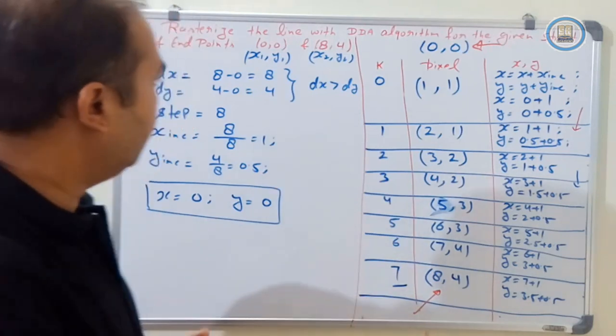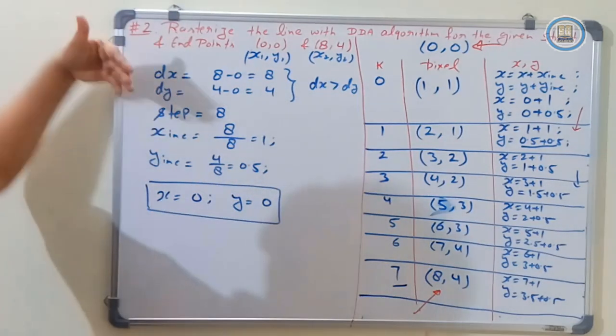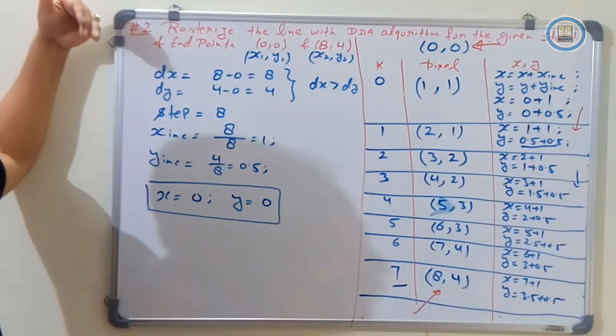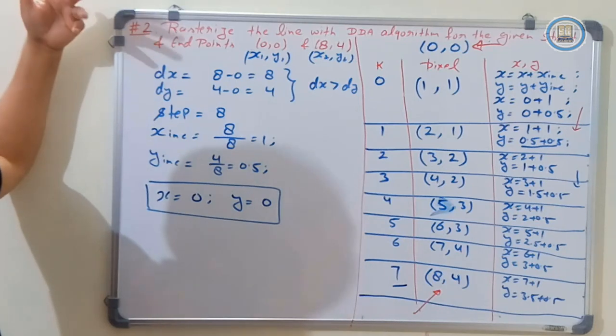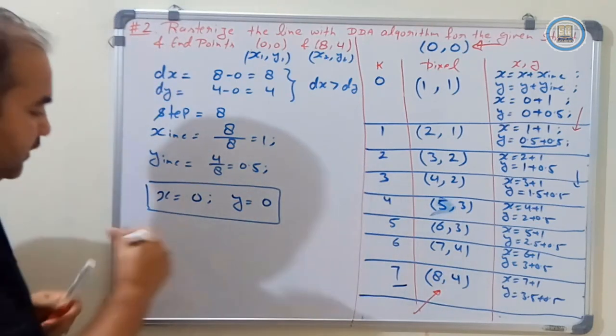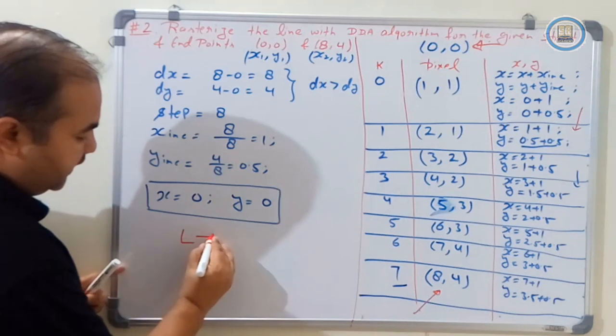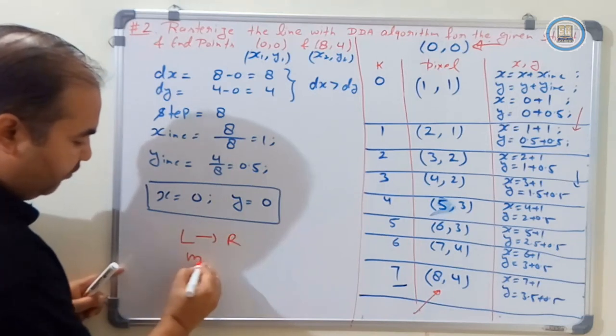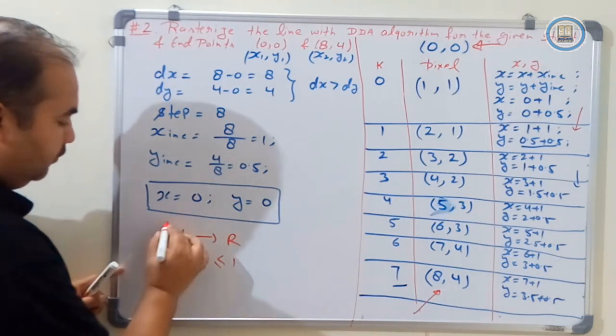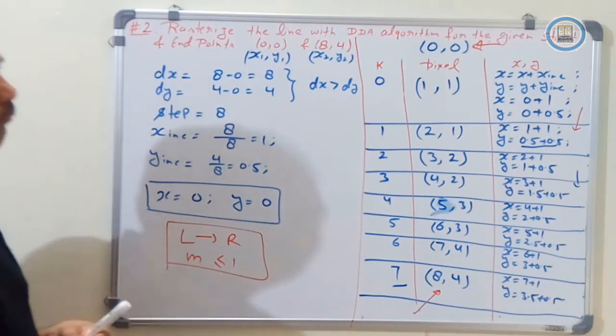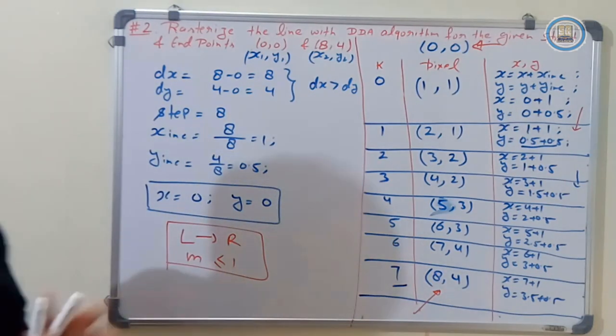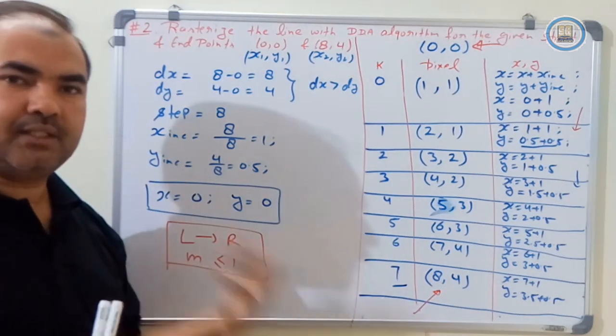So this is all about this problem. That is simple DDA for assumption 1, that is when our scanning is from left to right and the value of m is less than or equal to 1. This is the first case of the algorithm. Based upon this one, you can calculate the values for case 2, case 3 and case 4.